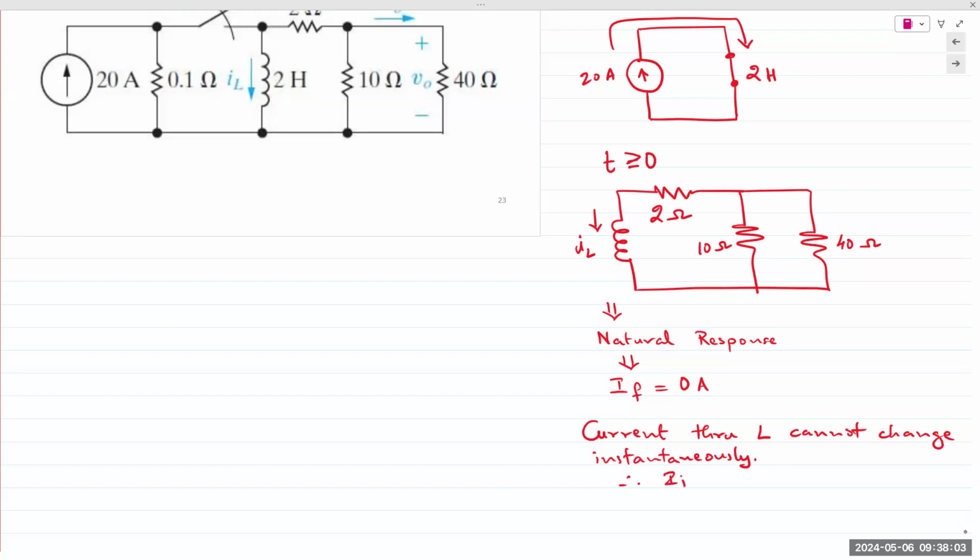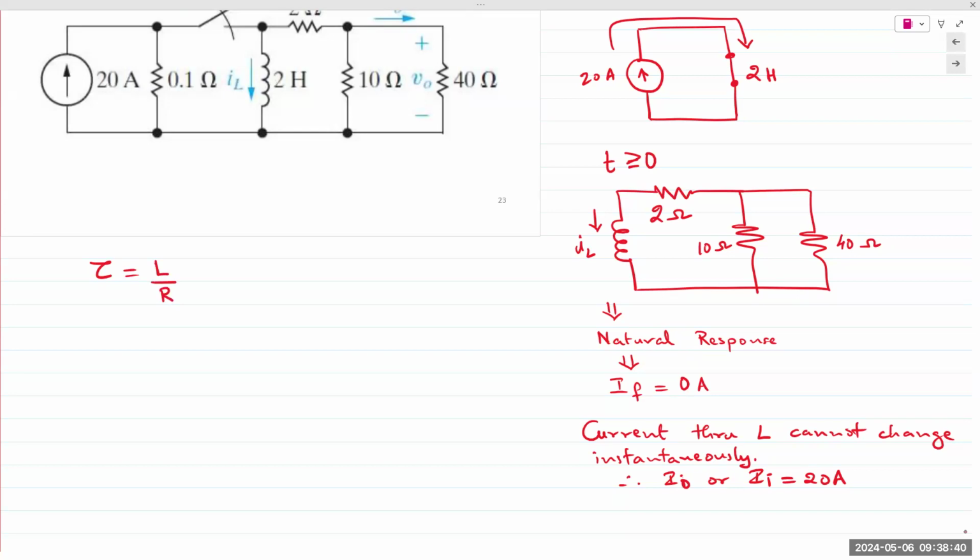Therefore, I0 is 20 amps. And then we have the starting point, we have the end point. All we need to do is find the amount of time it will require for it to discharge, which is tau. Tau, the time constant, is L over R.